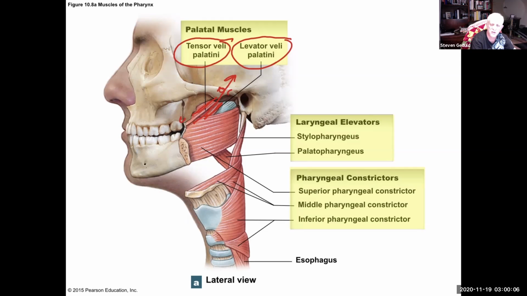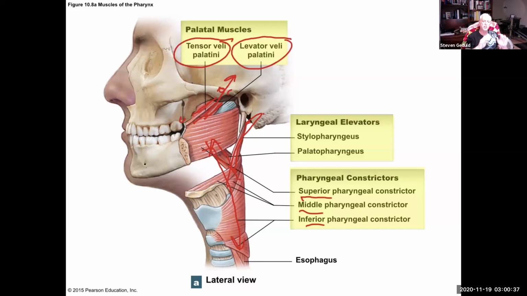The laryngeal elevators: you can see this is the stylopharyngeus and the palatopharyngeus. Here's your stylopharyngeus and palatopharyngeus. When these contract, they're going to lift the larynx upwards in both angles. One's going to lift distally, inferior, one's going to lift superiorly to it. Then the pharyngeal constrictors: you have a superior pharyngeal constrictor, a middle, and an inferior. Those are going to constrict and push the food down the larynx towards the esophagus.